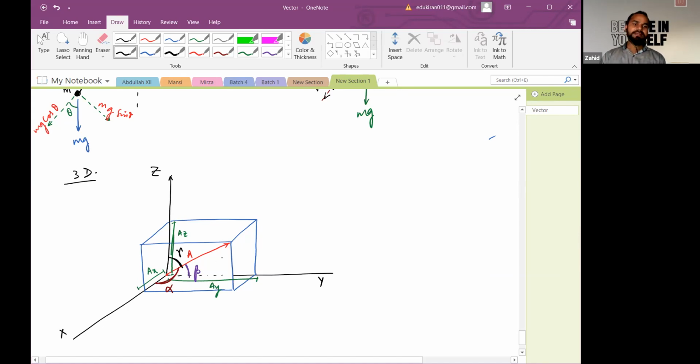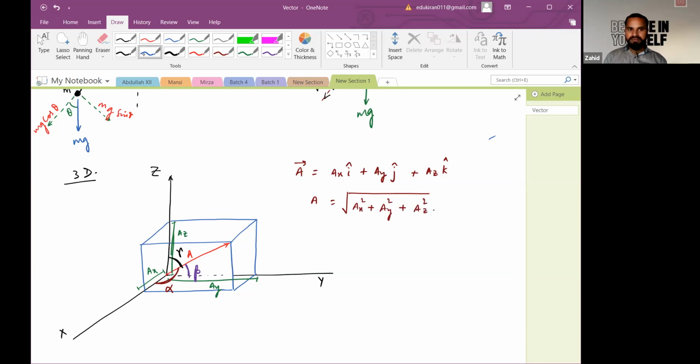So on the basis of alpha, beta, and gamma, we can split A into three different components. If you write A in terms of vectors, it will be x component i cap, y component j cap, and z component k cap. If you want to calculate the magnitude of this vector, A is equal to root under x component square, y component square, and z component square.